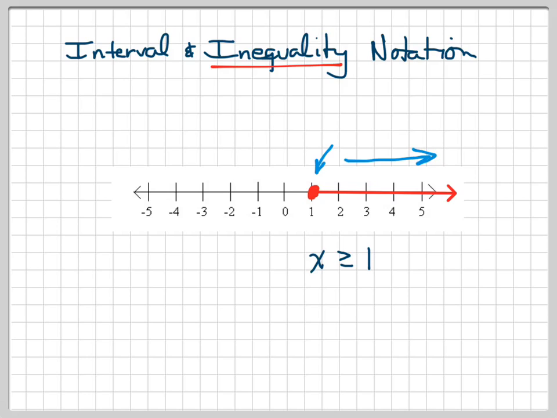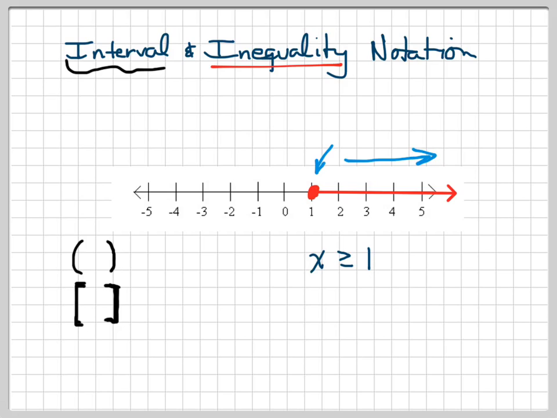Now, the new stuff is how we do this in what's called interval notation. In interval notation, we use parentheses and we use square brackets. The square brackets mean to include the number, and the parentheses mean, like an open circle, just right up to that number. And so let me show you the use here of a square bracket.